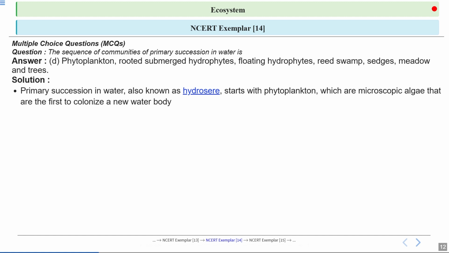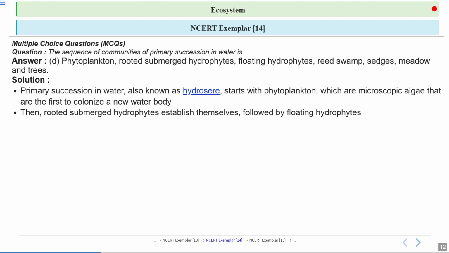So phytoplankton, they first colonize the new water bodies. So they are the pioneer species. Now as the phytoplankton grow and then they die and decay, they settle on the bottom, mixing with the silt to create mud. This allows the next stage of plants to take hold.